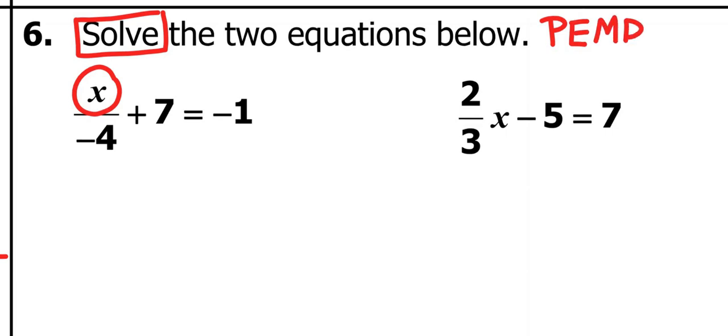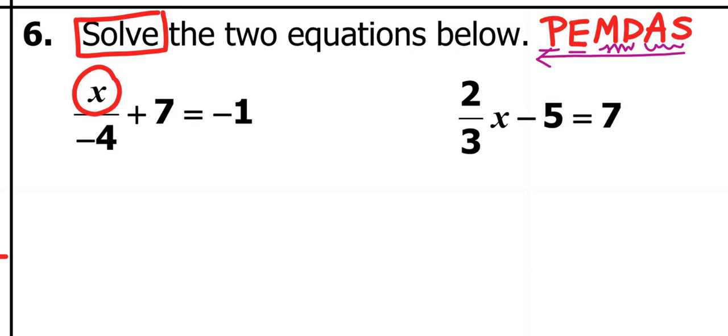So I'm going to write PEMDAS up here, and then I'm going to tell you you're doing it in reverse. So what does that mean? You're going backwards. You're going to start by getting rid of whatever is being added or subtracted first. So you deal with the addition or subtraction first. Then you deal with whatever is being multiplied or divided next. And then you can get rid of an exponent and then deal with what's inside of the parentheses.